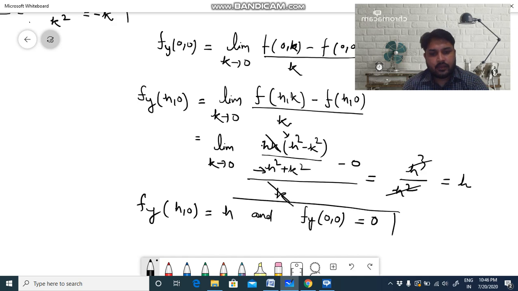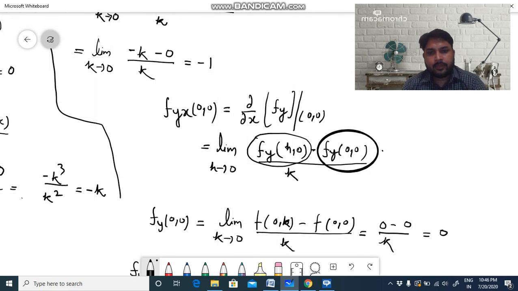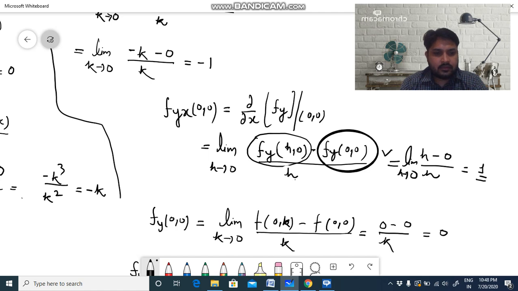Now we will use these two values in the above equation, and we get fy at (h, 0) is h, and this is not k, this is h, sorry, this is h minus 0 upon h, and limit h tends to 0. So this gives us the value 1.